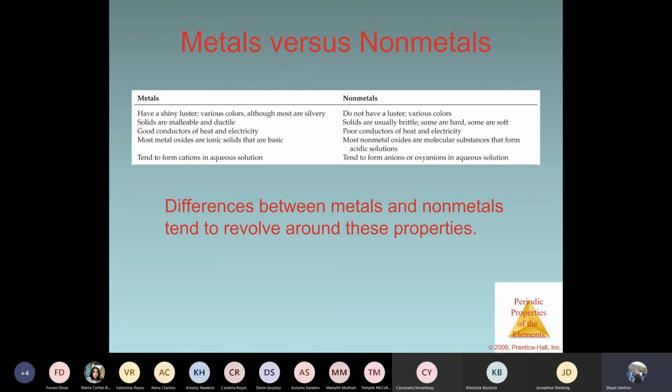If I hold a piece of aluminum out, you can tell it's a metal because you see it's shiny. If I hold out oxygen gas, it's just oxygen gas. You see it all around. You can't really see it. There's nothing there. Some of them have colors, some of them don't. All right, the solids are brittle. Silicon is very brittle, and your computer boards, if you hit them with a hammer, are going to shatter into pieces.